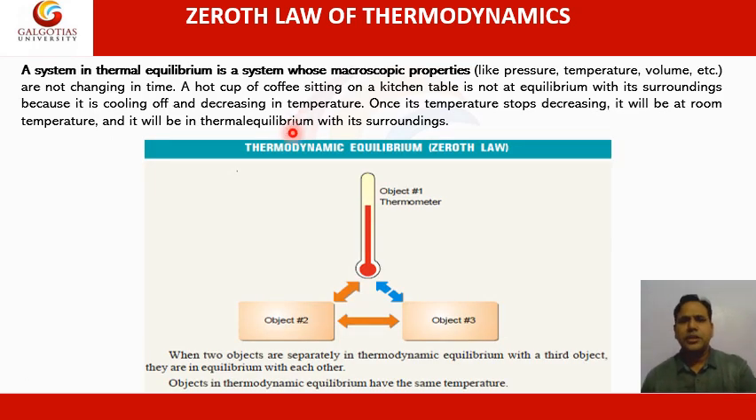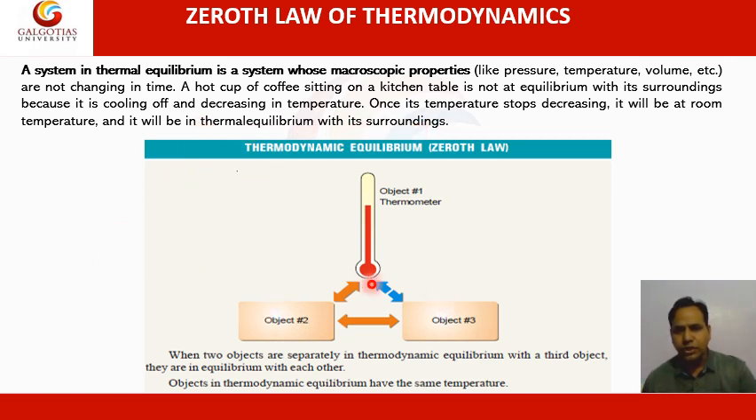A system is in thermal equilibrium when its macroscopic properties, such as pressure, temperature, and volume, are not changing in time. A hot cup of coffee sitting on a kitchen table is not in equilibrium with its surroundings because it is cooling off and its temperature is decreasing. Once its temperature stops decreasing, it will be at room temperature and in thermal equilibrium with its surroundings.